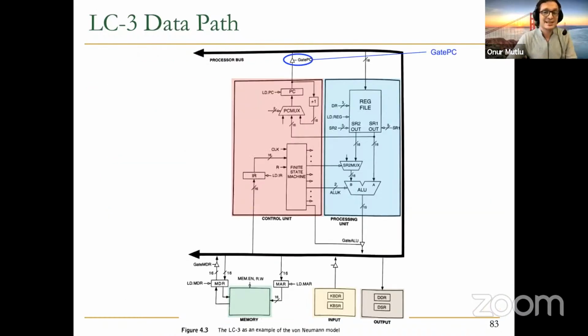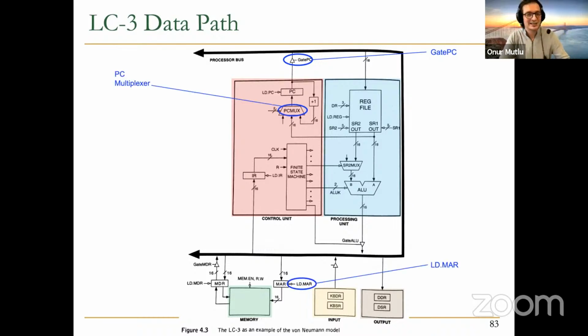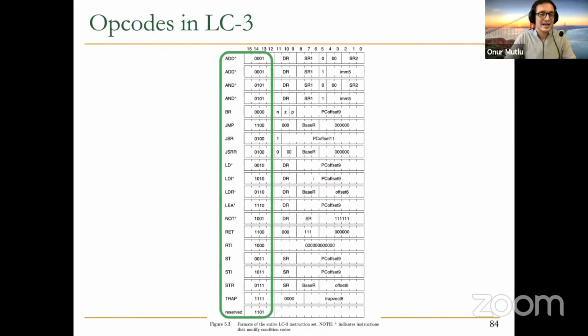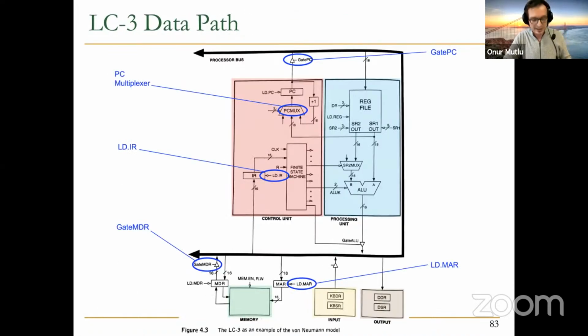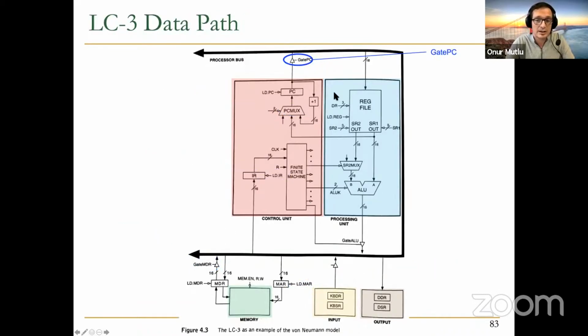So, the LC3 data path we have seen earlier: gate PC, LD.MAR, multiplexer, etc. At this point, I will very quickly cover the jump instruction cycle, and then we're going to finish. But where does the jump go into? Ignore the gate PC over here. I'm going to show you the jump before I show you other stuff.